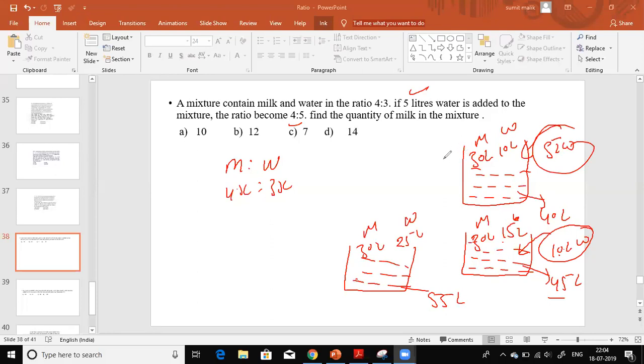So what is happening here? Can you observe one thing? The milk quantity in mixture 1, mixture 2, mixture 3 remains the same. Here it was 30, in mixture 2 it was 30, and in mixture 3 it was 30. Only the water quantity is changing, but there is no effect on the quantity of milk. Because I am adding water. If I am adding water to the mixture, there will be no effect on the quantity of milk. Okay. So milk will remain constant.